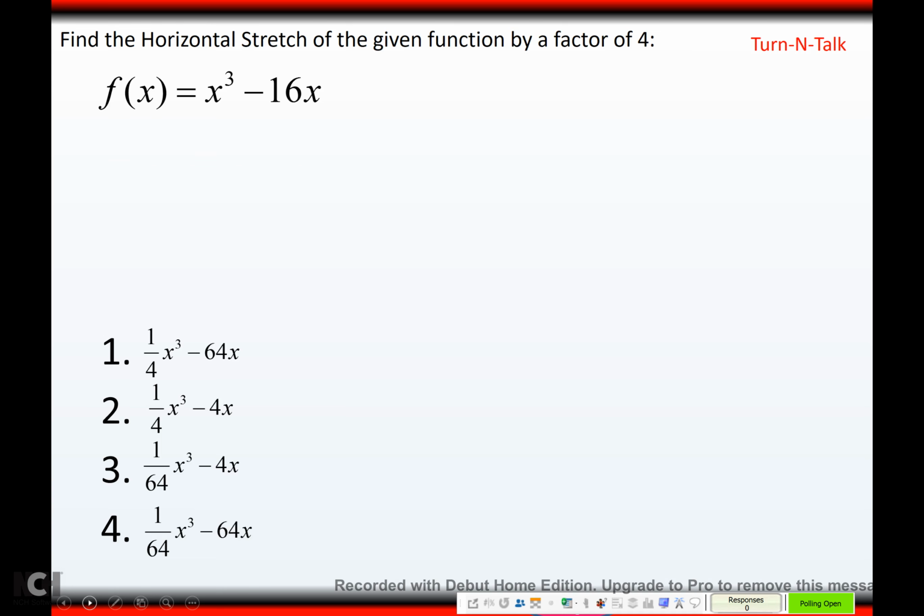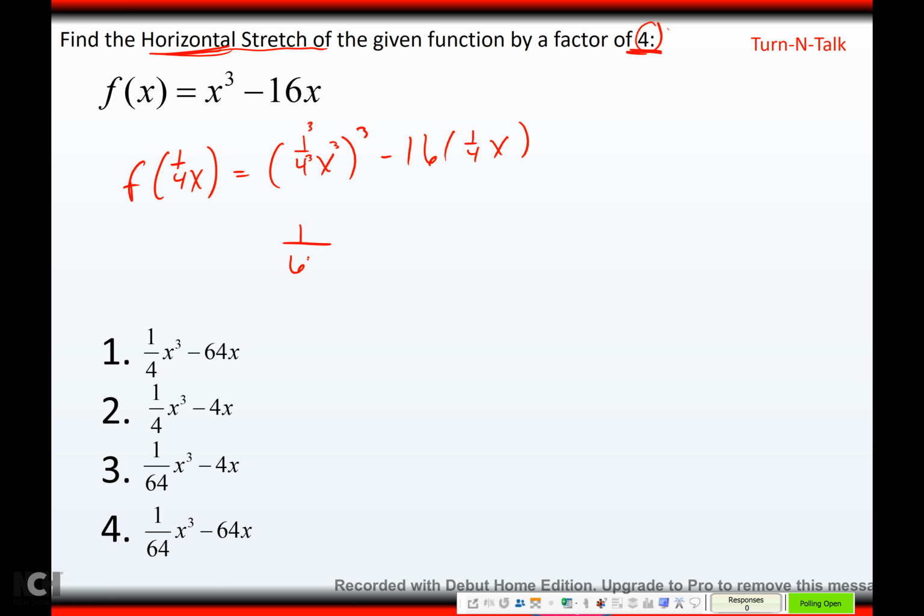Alright, this one, here we go. This one they want a horizontal stretch by a factor of 4. If they want me to horizontally stretch it by a factor of 4, remember, we've got to do the opposite. So what we're finding is f of 1/4 x. So I replace the x's with 1/4 x. Cube the 1, cube the 4, cube the x. That's 1 over 64 x cubed. 1/4 of 16 is -4x. Sorry, I forgot to say hit pause. Okay, so there would be your function.